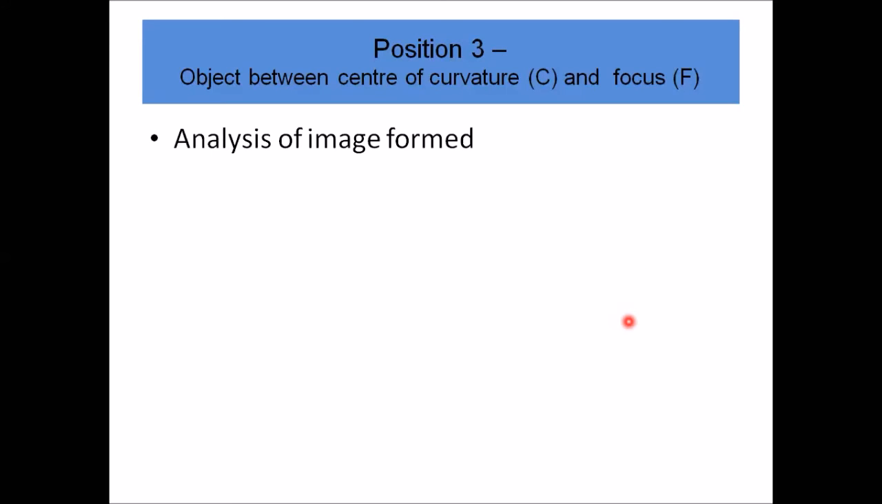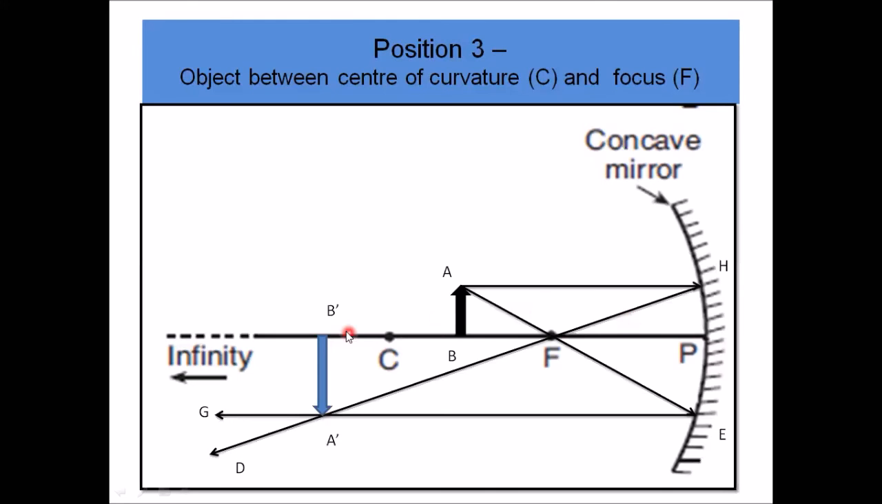Again, you have to see the diagram. Here in this diagram, this is the image. It is below the principal axis, larger than the object, formed by actually intersecting rays, so it is a real image, and the position is after the center of curvature, or you can say beyond the center of curvature. So this is the analysis of it.